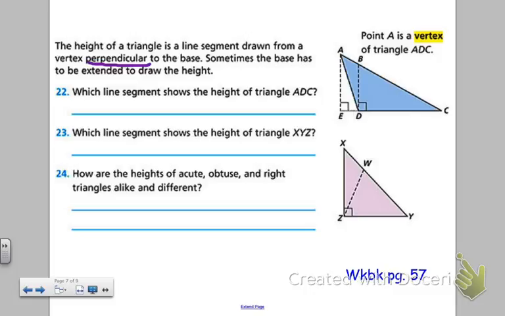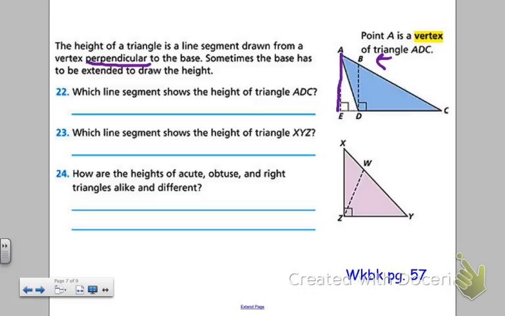So let's see, which line segment shows the height of triangle ADC? Well, I'm looking at BD here, and yes, BD is perpendicular to the base. However, look at where it's stopping. That doesn't really show me how tall or the height of that obtuse triangle. So I don't think BD is going to be the answer. Let's look at AE.